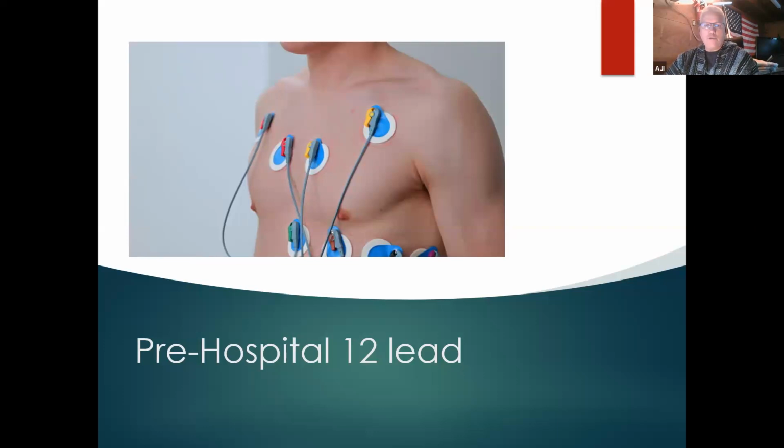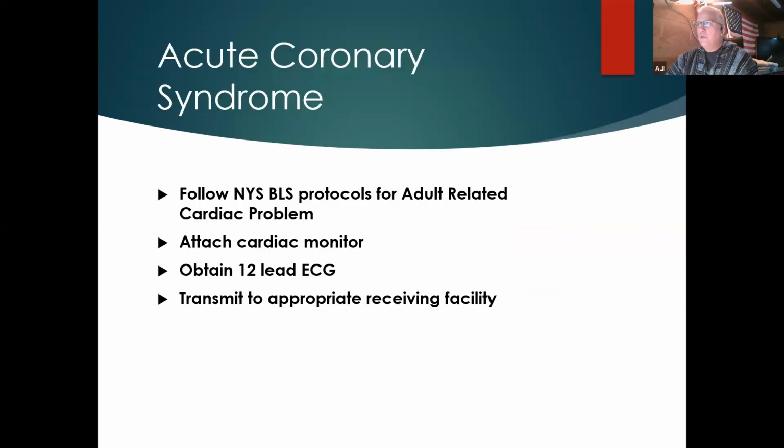So let's talk about a pre-hospital 12 lead. We talk about the acute coronary syndrome. There is an actual whole protocol that falls under this. And if you haven't done so yet, and you may have heard me say this in another presentation, if you haven't looked at the New York State BLS protocols, please do so. They're not hidden, they're not secret, they're all over the web. All you got to do is search New York State BLS protocols, and it'll bring you to the New York State DOH website that has all of those.